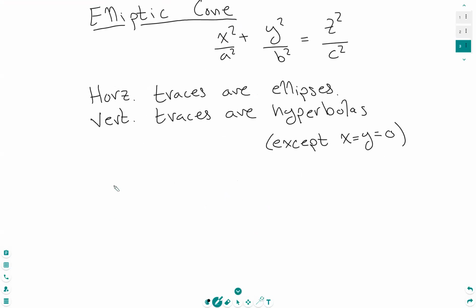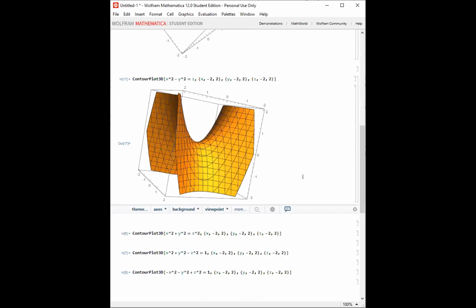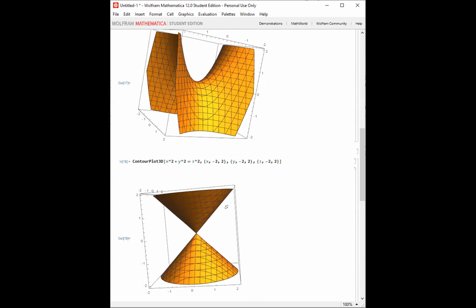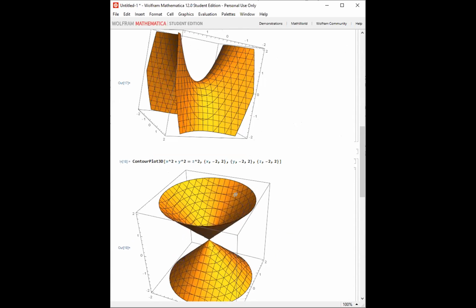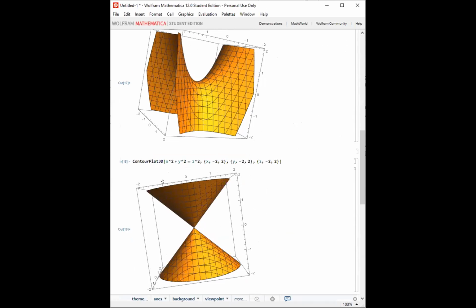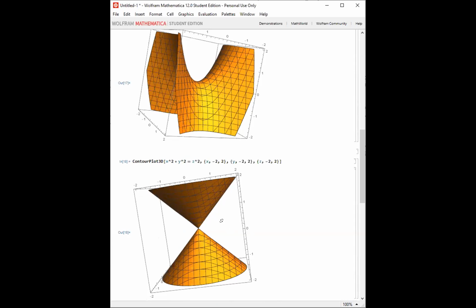Okay, and what's our example? Our example is x squared plus y squared equal to z squared. So here we have our elliptic cone. Pretty cool, right? If we look at the traces horizontally, these are definitely circles. And if we look at these traces that don't pass through the origin that are cut vertically, you can see these lines here. These are hyperbolas. But we can't have a trace that passes through the origin here, because then we'll just be left with a point, right?